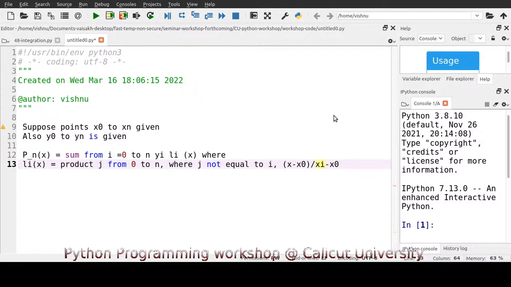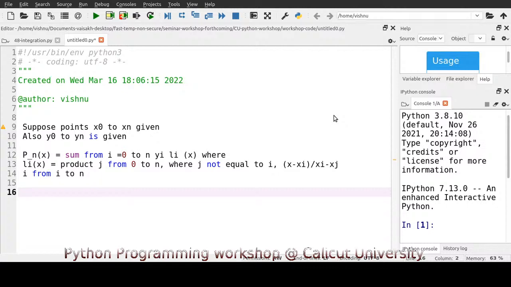Now, on the other hand, I have already taken x minus xi by xi minus xj. That's enough. x minus xi by xi minus xj. So this is what Ln of x is, where i is once again from 0 to n. So this is for the Lagrange polynomials.